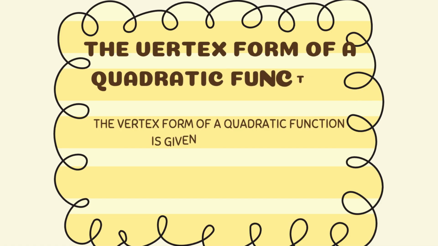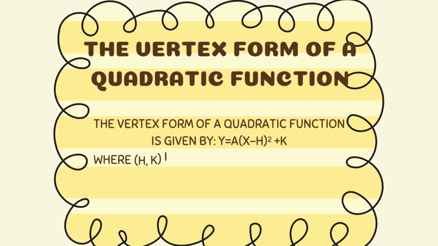The vertex form of a quadratic function. The vertex form of a quadratic function is given by y equals a(x minus h) squared plus k, where (h, k) is the vertex of the parabola.